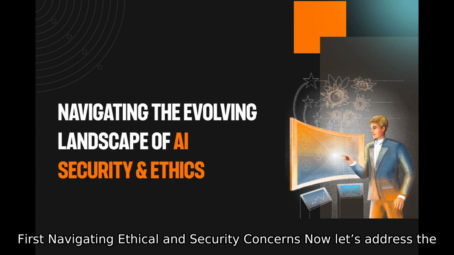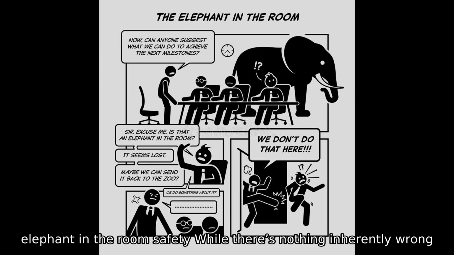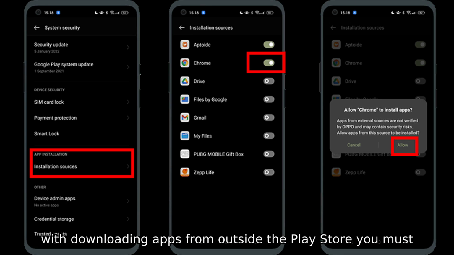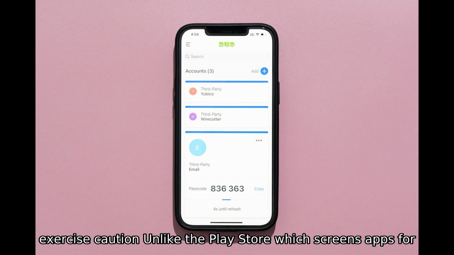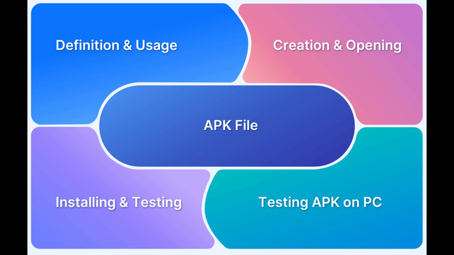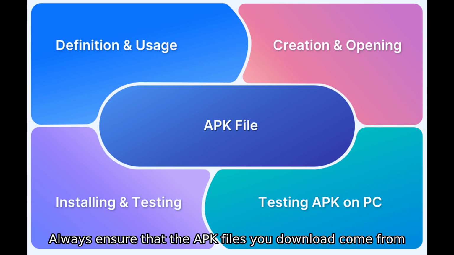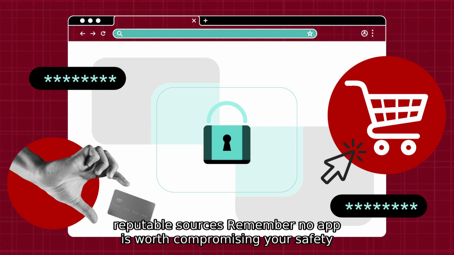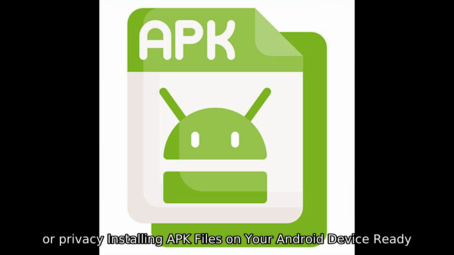Safety first, navigating ethical and security concerns. Now, let's address the elephant in the room, safety. While there's nothing inherently wrong with downloading apps from outside the Play Store, you must exercise caution. Unlike the Play Store, which screens apps for security threats, third-party sources require you to do your homework. Always ensure that the APK files you download come from reputable sources. Remember, no app is worth compromising your safety or privacy.